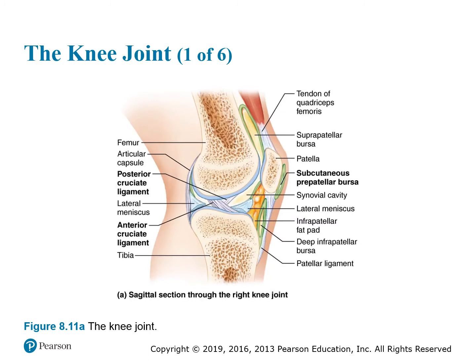Here we have a sagittal section through the right knee joint, and we have the femur and the tibia. And here we have the suprapatellar bursa and the infrapatellar bursa and the prepatellar bursa. Within the joint we have ligaments, the anterior and posterior cruciate ligament, cruciate meaning cross, the articular capsule, and of course the synovial cavity.